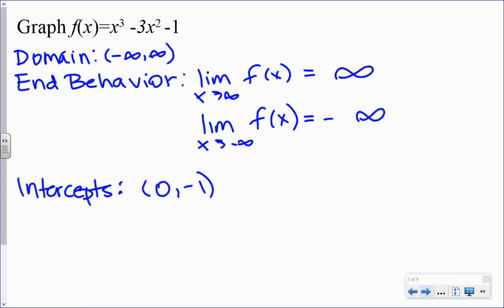So, here's where we get to do some calculus. First derivative. Our first derivative. Caroline, what is it? 3x squared minus... Awesome.